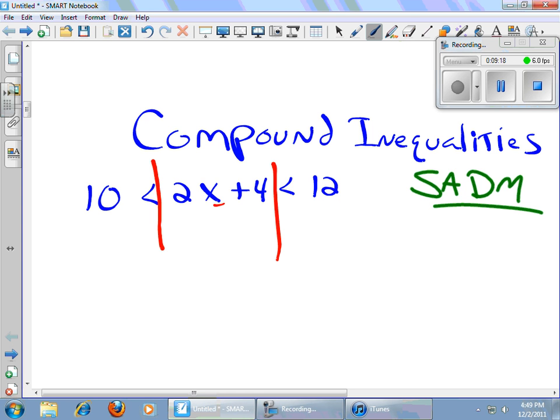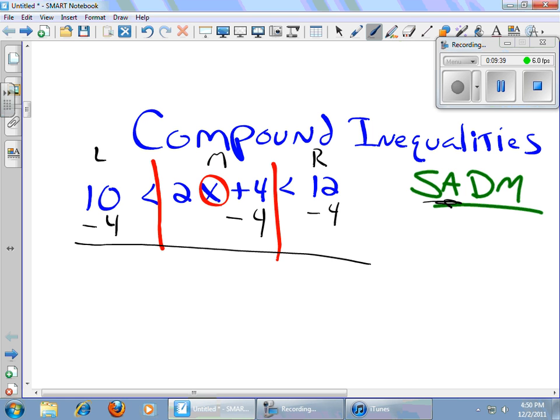My goal is still to get the x alone, right? And I know that there's a 2 attached by multiplication and a 4 attached by addition. So SADMEP is going to tell me to undo the addition before I undo the multiplication. So I'm going to subtract 4. But I'm going to do it in the middle, I'm going to do it on the right side, and I'm going to do it on the left side. And then when I do that, I just subtract. I'll get 6 is less than 2x, which is less than 8.